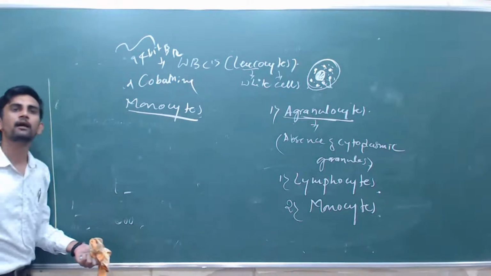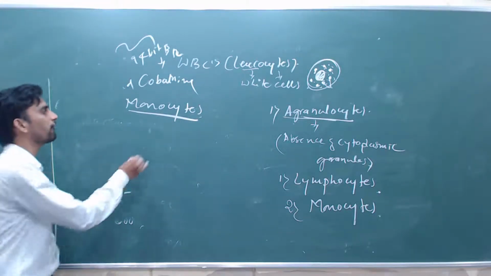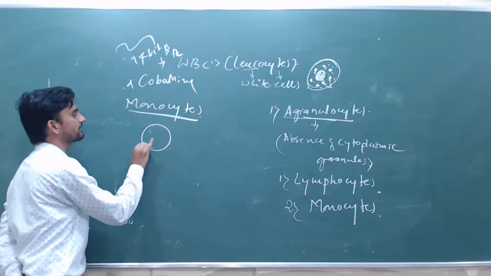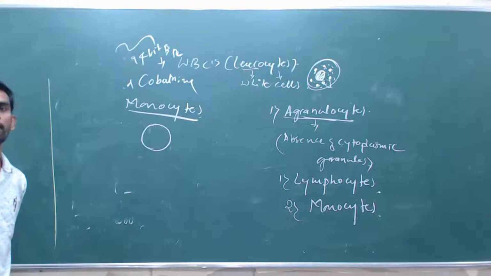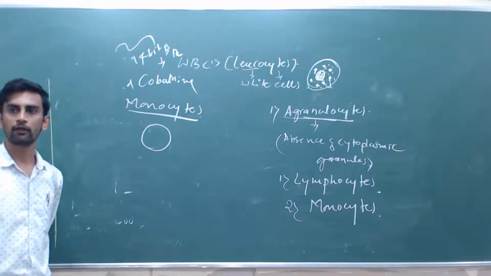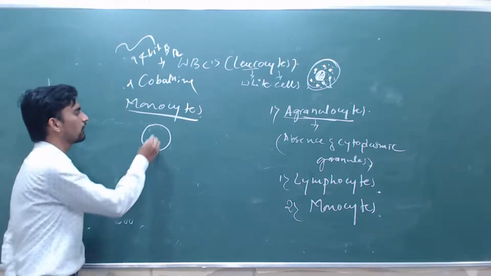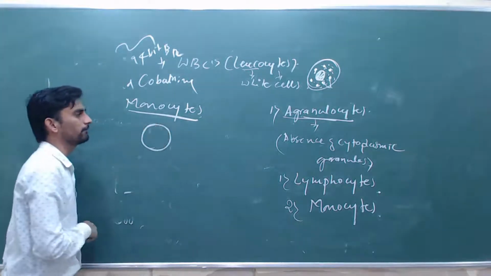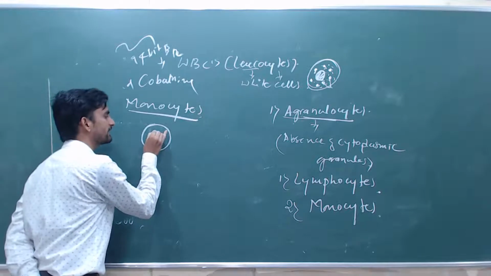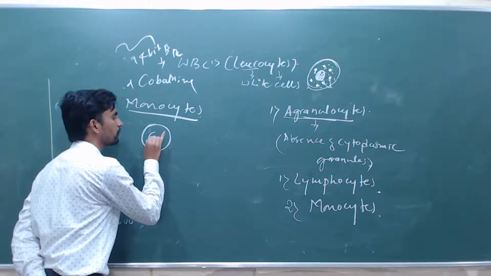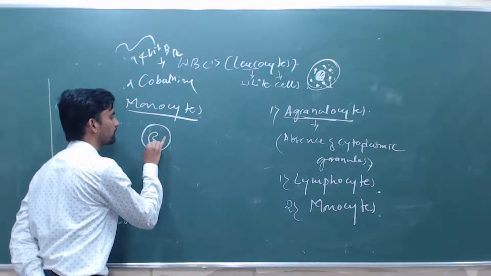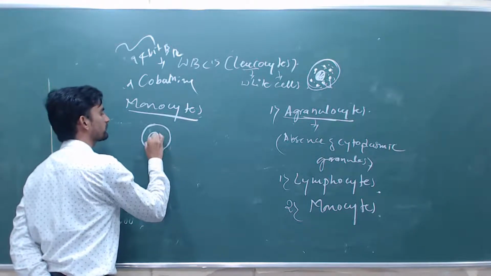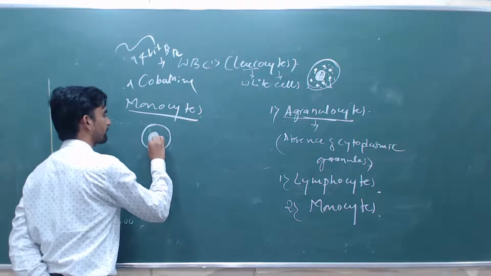Monocyte is one of the agranulocytes. When you come to higher medicine, you will learn practically how to identify and calculate all this. The cell is spherical in shape, and the nucleus at the center looks like a kidney shape or bean shaped nucleus. This is very important from the exam point of view. What is the shape of the nucleus in monocytes?